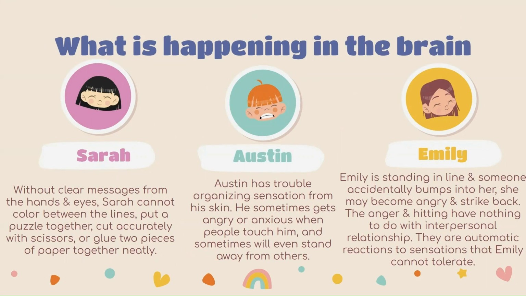Emily is another example of how some children cannot organize the sensations from their skin. Emily is standing in line and someone accidentally bumps into her. She may become angry or strike back. The anger and hitting have nothing to do with interpersonal relationships. They are automatic reactions to sensations that Emily cannot tolerate. Here are some additional examples of what is happening when the brain is struggling to organize the flow of sensations.